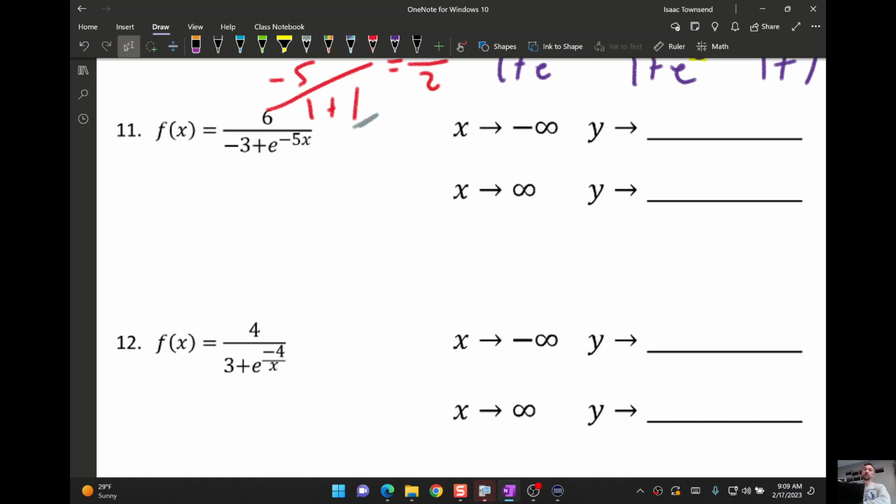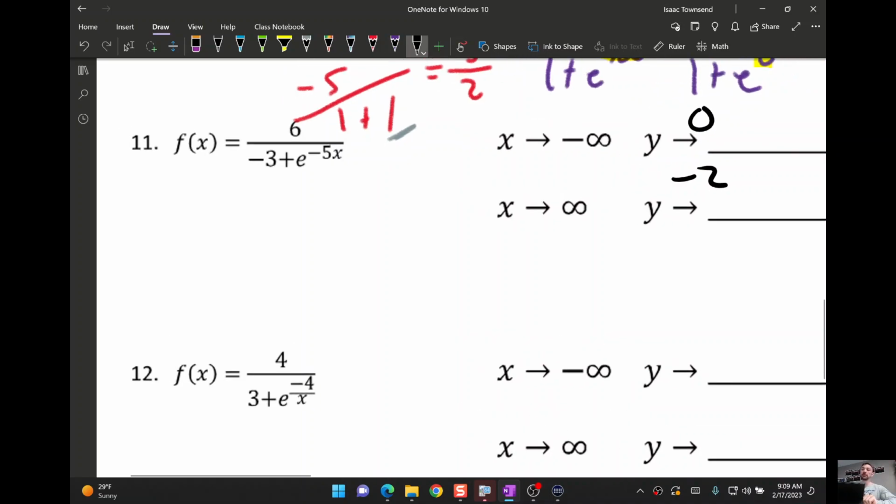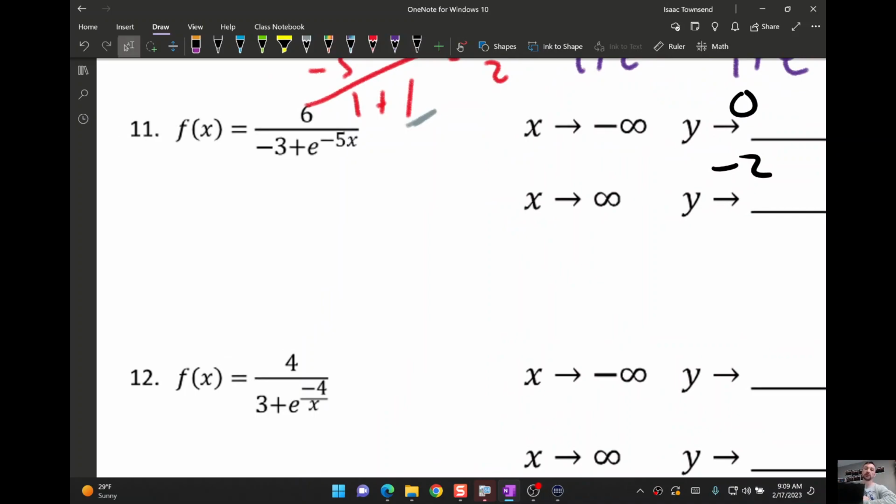Okay, so for these two, let me see. I believe it should be going to 0 and -2. Did anybody get 0 and -2? Okay, sounds like some people did. So if you got that, great. You can feel free to move on to question 12 and be a step ahead of us. But if you didn't get one or both of those, you need to follow along with me and help me, or let me help you see what went different.